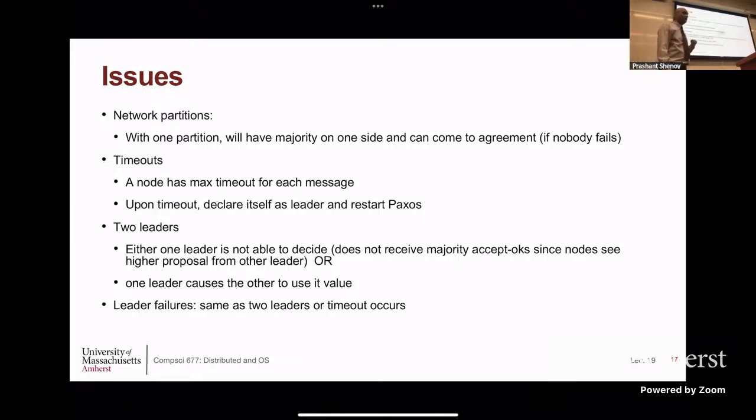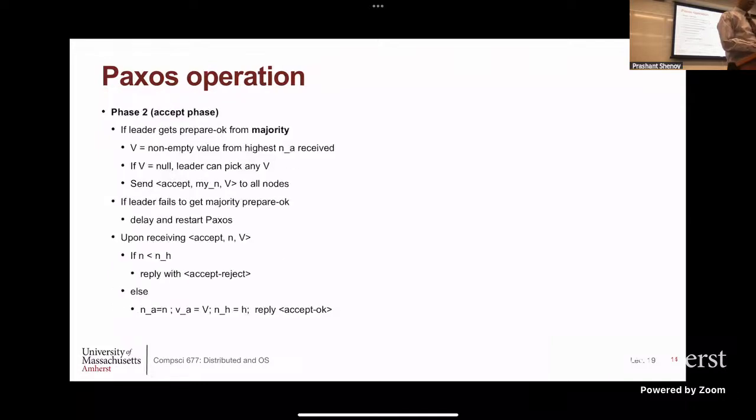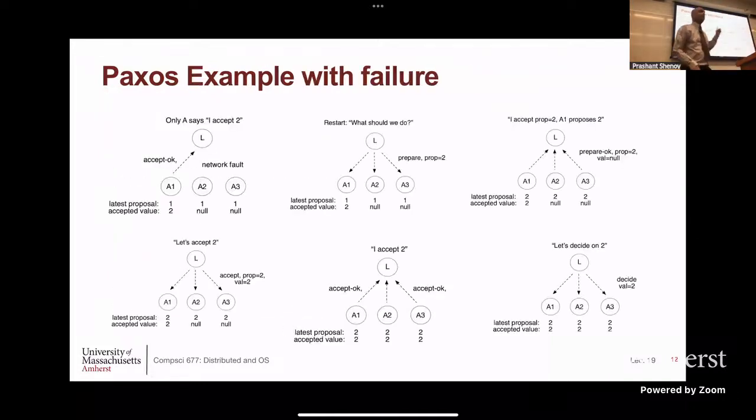What you want is essentially if there are 2 leaders, you don't want bad things to happen, but that will not be the case because you will always have a majority on one side. So why would you have 2 leaders? It is exactly the case I just explained to you. Maybe there are 10 of these acceptors, and there's a network partition: 9 of them are on one side, and there's one acceptor and one leader on this side.